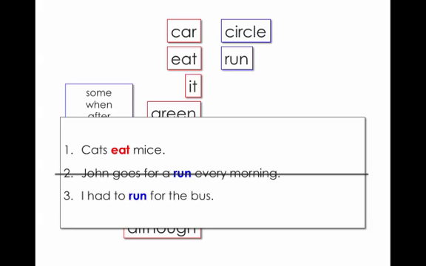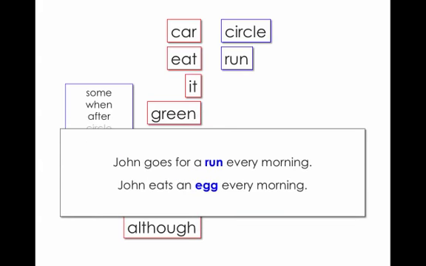I'll try and explain this by making a comparison between these sentences. John goes for a run every morning, and John eats an egg every morning. Now, there's no doubt that an egg is a kind of thing. And we can see here in the sentence that egg is preceded by the word an, that little word which is called an article. John eats an egg every morning. When you look at the sentence above it, you can see the little word again before run. John goes for a run every morning.